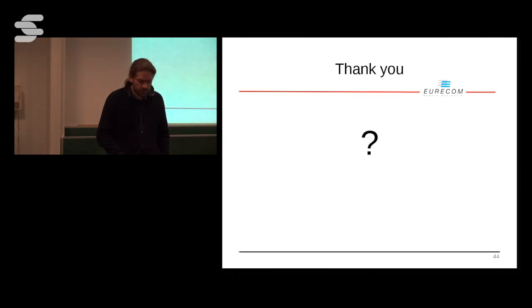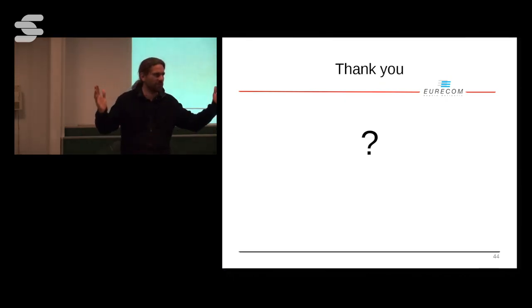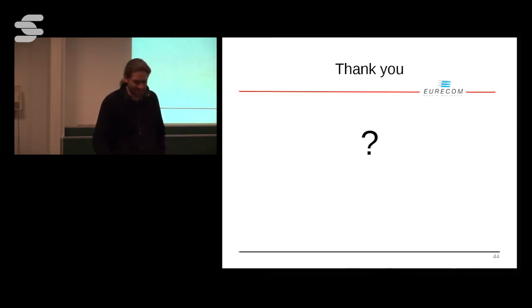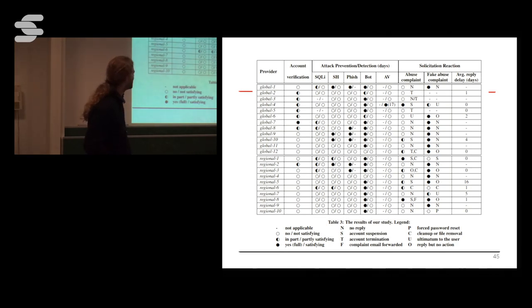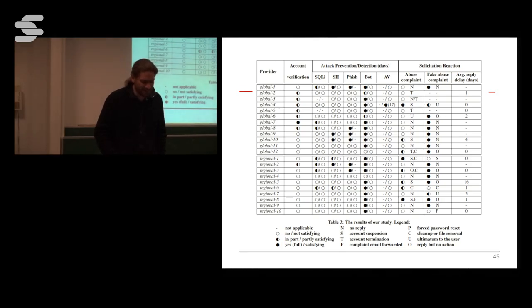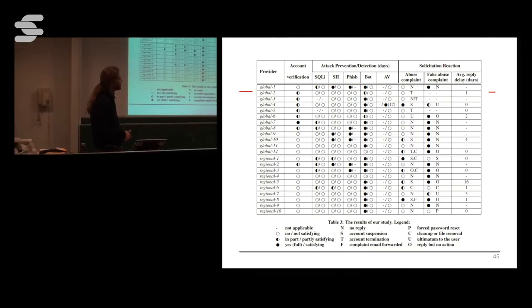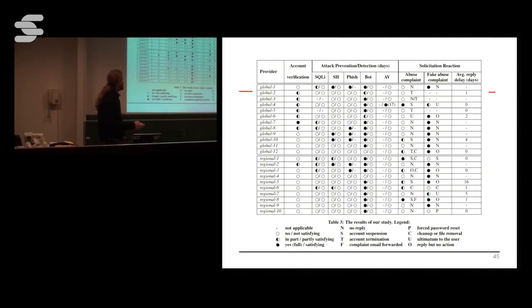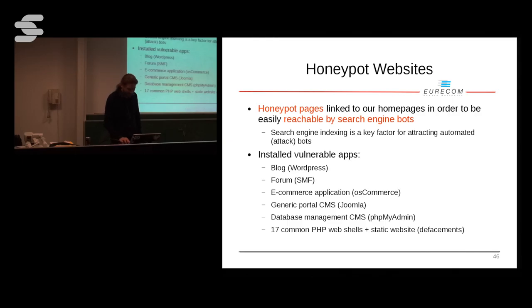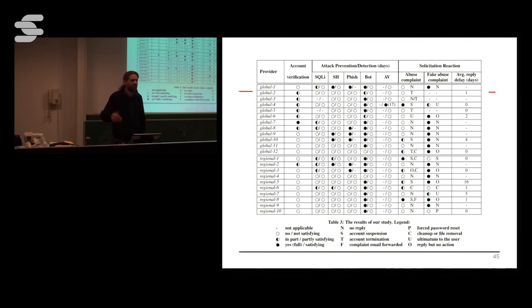Okay, so this is it for our study. I have the big table with all the results if you want to see some details. But it's pretty long. It's in the paper if you want. There are all the details. And basically, when it's a black dot, it's good. So there is a lot of white. Okay, so thank you. And if there is any question.